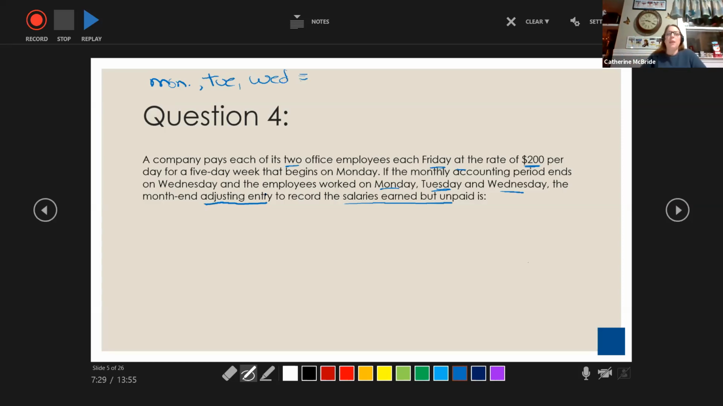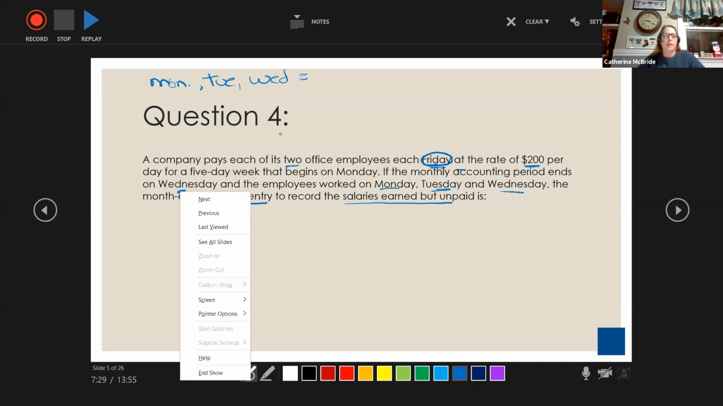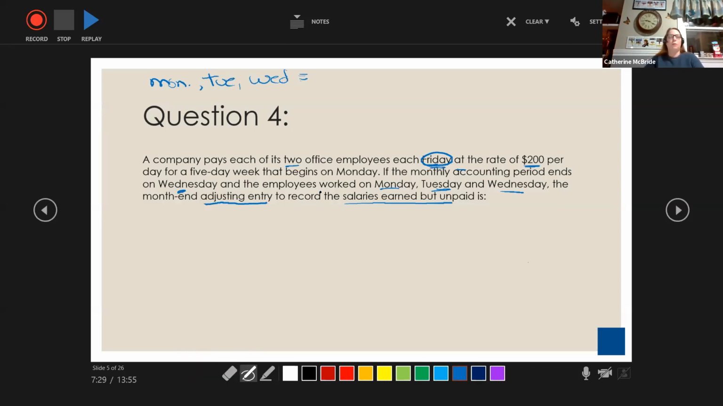But what happens with payroll is on Friday, when we make the payroll, when we cut the checks, we're going to record the salaries expense for the whole week. The problem is that we need to record it with the journal entry on Wednesday for the period through Wednesday that hasn't been recorded. So the employees worked Monday, Tuesday, and Wednesday, and we haven't recorded it yet. Does that make sense?